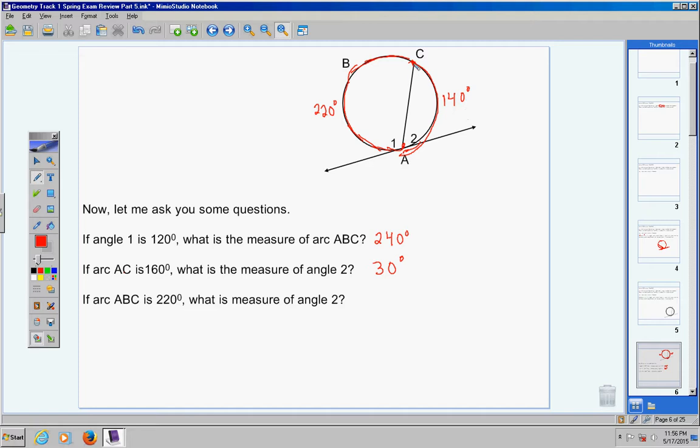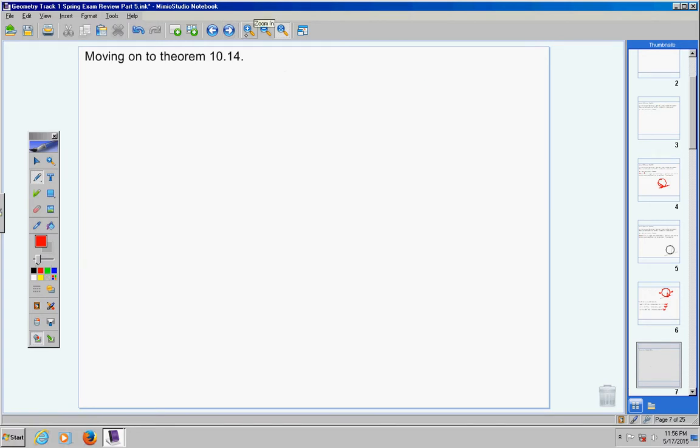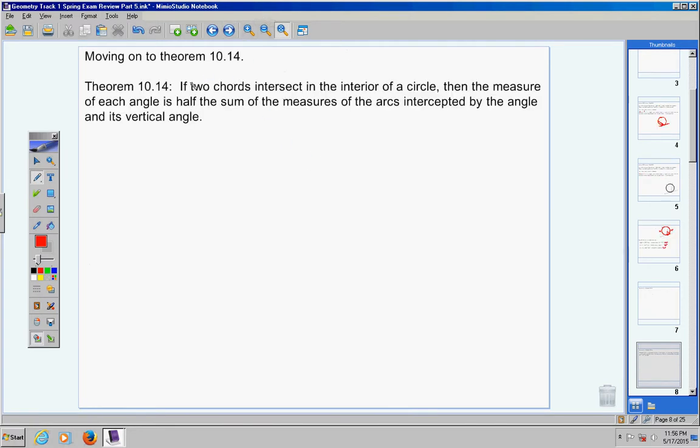So if this arc from C to A is 140, then what is the measure of angle 2? Well, it would be half of the intercepted arc, so it would be 70 degrees. Okay, not too bad. Moving on to the next one. Theorem 10-14. Now you do not need to copy this down unless you want to. If you want to, that's fine, but you don't have to.